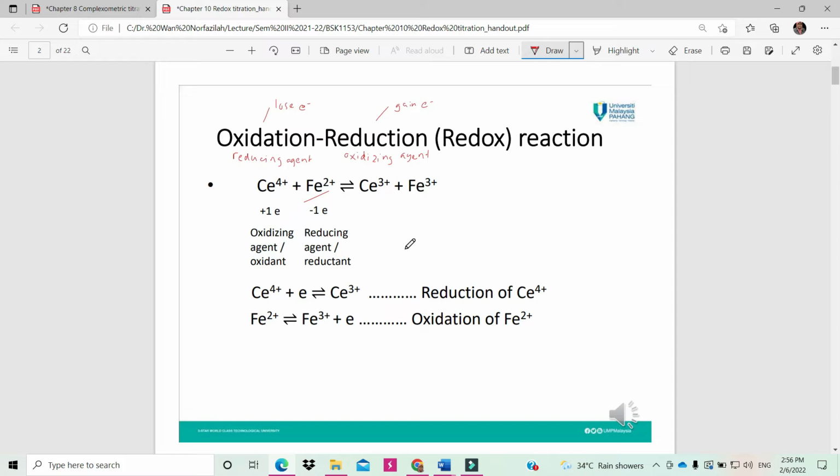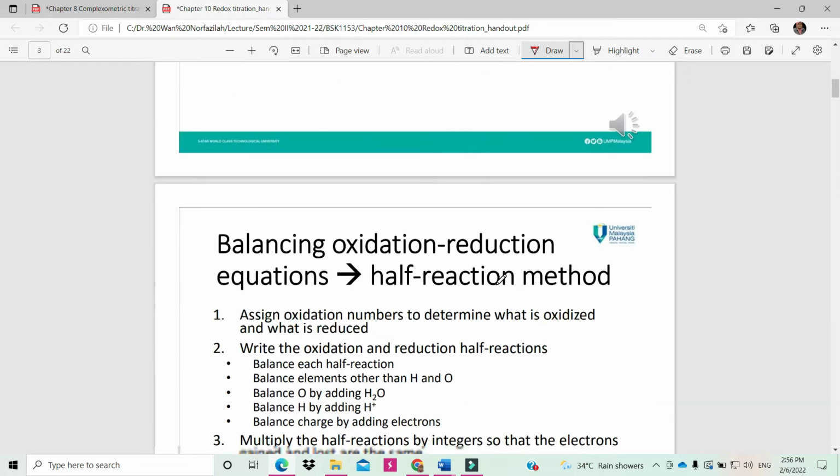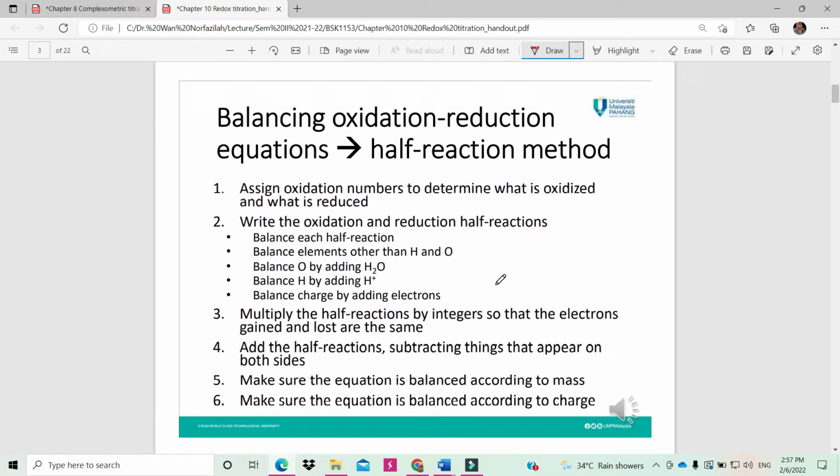Okay, so please remember this concept of oxidation and reduction reaction, and the concept of reducing and oxidizing agent. Why? Because you are going to come up with the balanced equation. So the difference between this redox titration and other titrations is that if you want to balance the chemical equation, it is not as simple as before. When you are dealing with redox reactions, what you need to do to get a balanced equation is to use the half reaction method.